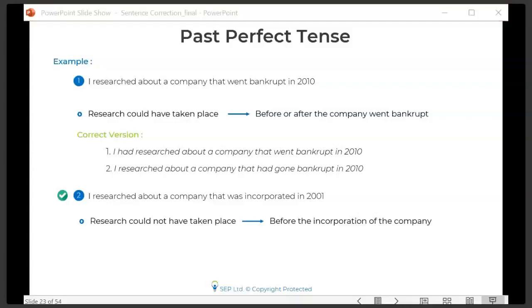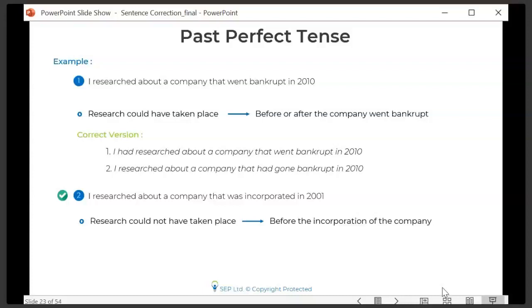All right, so is that clear to all of you guys? The takeaway, is it clear where to use the past perfect and where not to use it? Great. And this is a very important takeaway, guys.